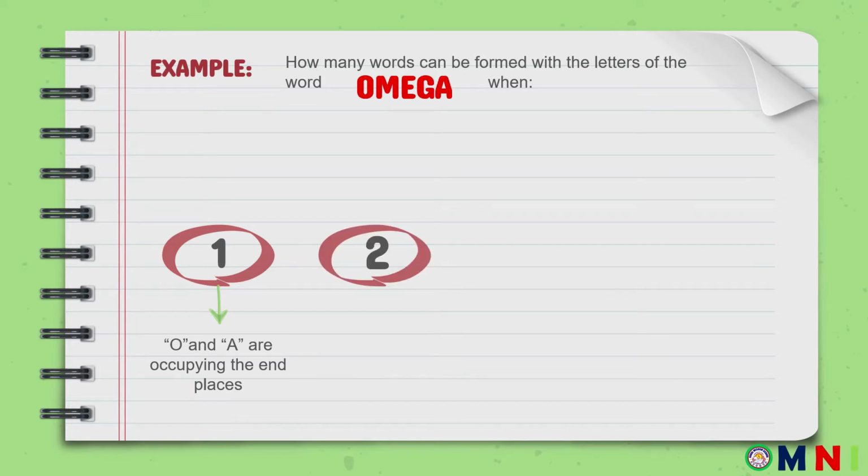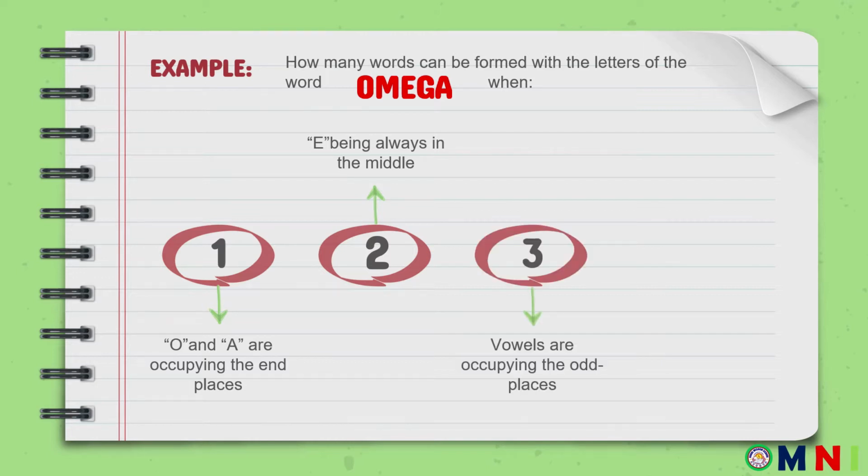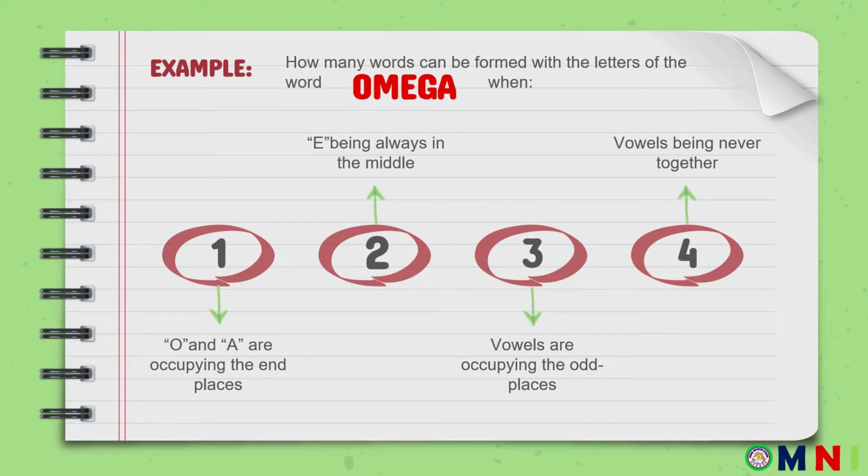Second, E being always in the middle. Third, vowels are occupying the odd places. And the fourth one, vowels being never together. Now, let's try to solve them one by one, starting with the first restriction when O and A are occupying the end places.